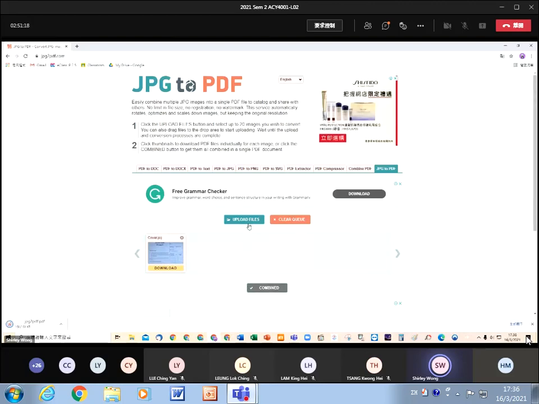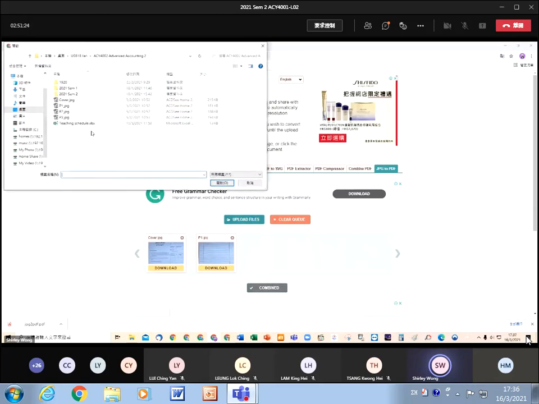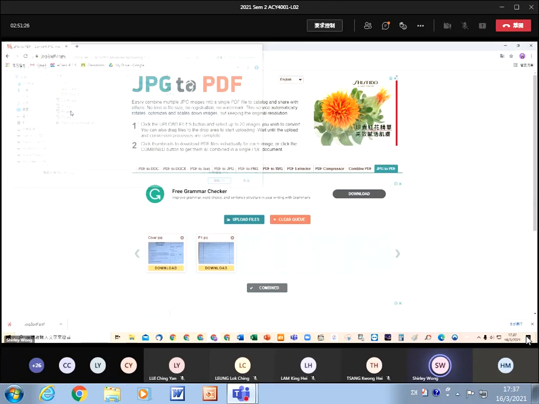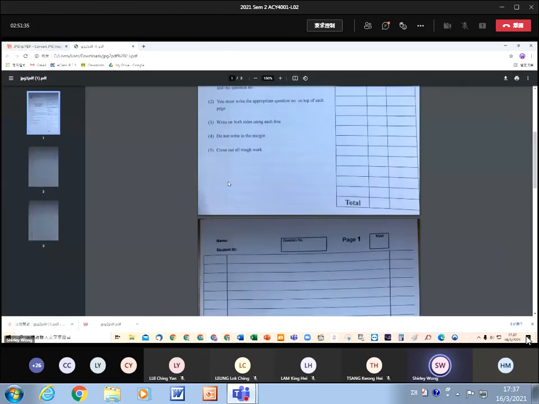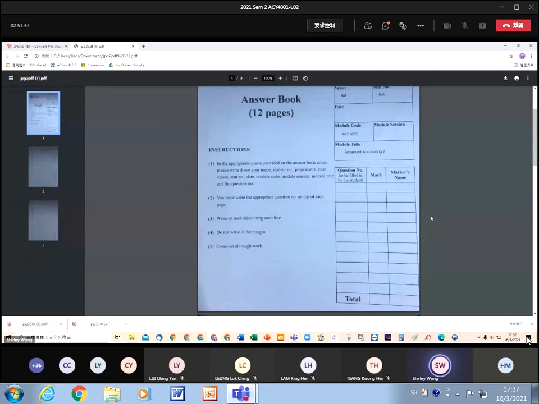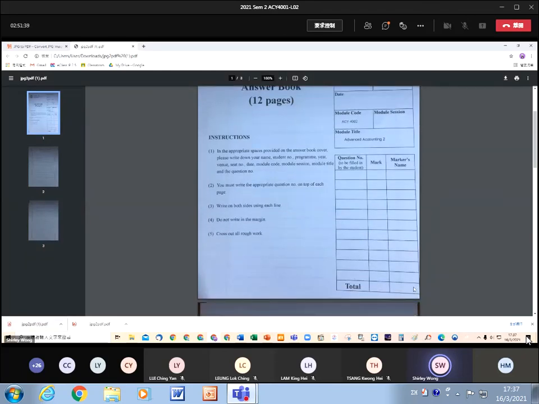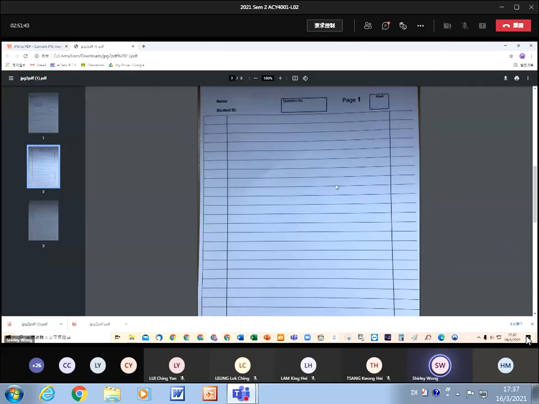And then you upload another page too, and another one. So assume that I have several pages. Finally, after you upload them, you click combine. Once you combine it, it will immediately convert into a PDF file. For the PDF file, remember to check whether you have covered the whole page or not. Sometimes you may cut off some of the answer, so see whether it is seen clearly or not, and then save it as PDF.